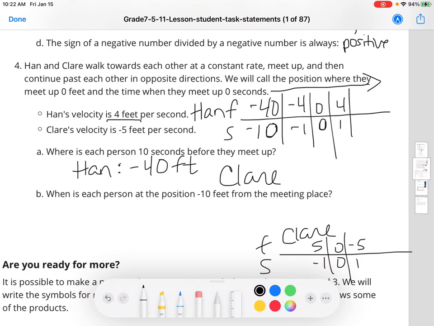So 10 seconds before she meets up, she would be at what location? So before would be negative 10. So if it's negative 5 feet per second, then 10 seconds before they meet up, she would be at positive 50 feet.